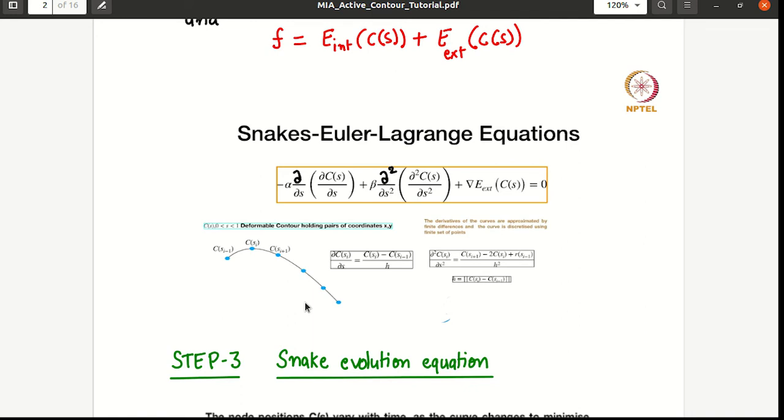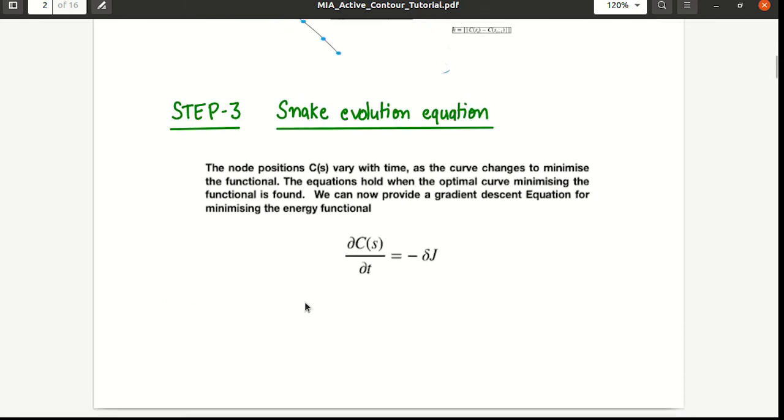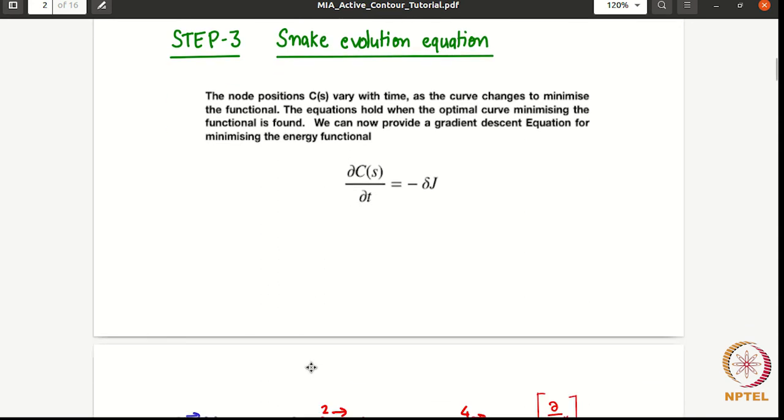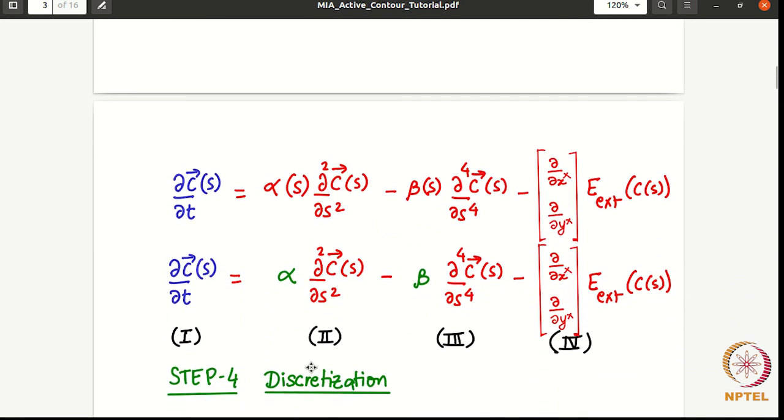Now to find the snake evolution equation, that is step 3, we convert this problem into a pseudo-transient problem by introducing an unsteady term. So here is the unsteady term that we have introduced. And now we get the following unsteady equation.